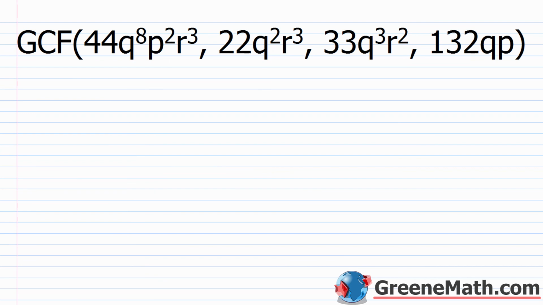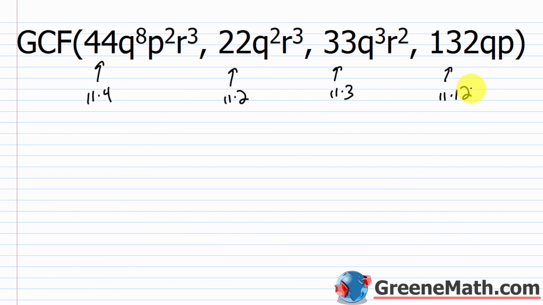All right, let's take a look at another one. So we have 44q to the eighth power, p squared r cubed, 22q squared r cubed, 33q cubed r squared, and then 132qp. Again, let's look at the number part. And I think it's obvious, at least to myself, that the GCF for the number part is 11, right? This is 11 times 4. This is 11 times 2. This is 11 times 3. This is 11 times 12. And I can eyeball that and see it. And again, over time, you're going to be able to do that as well if you can't already.